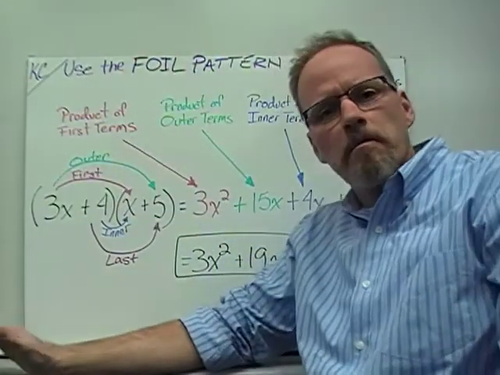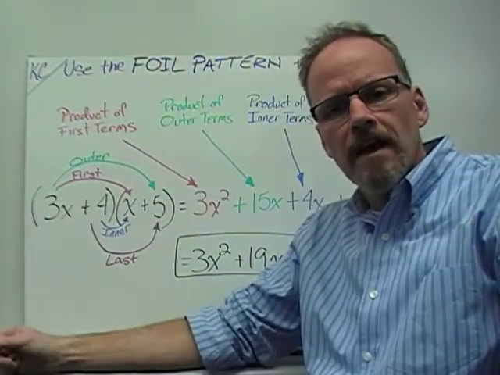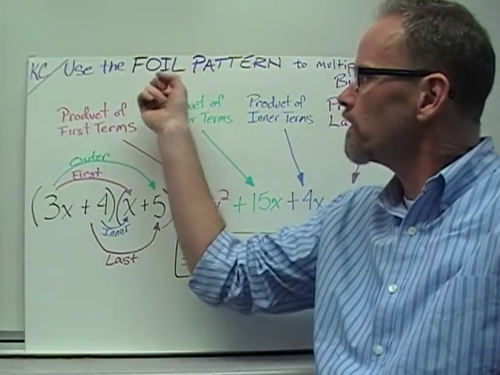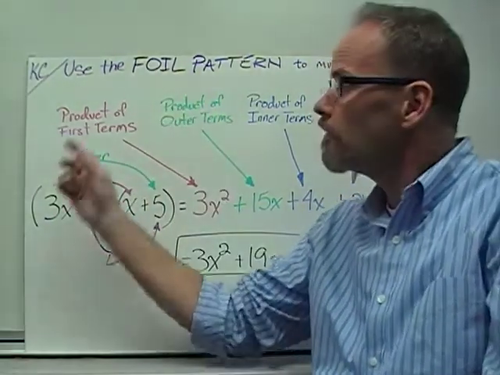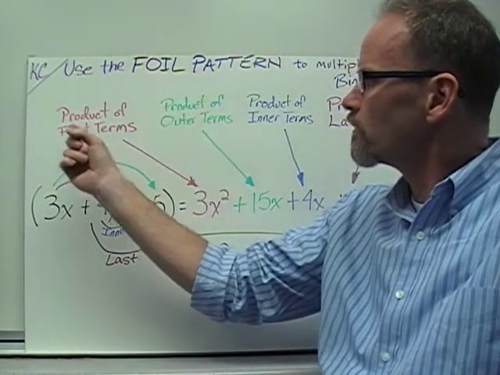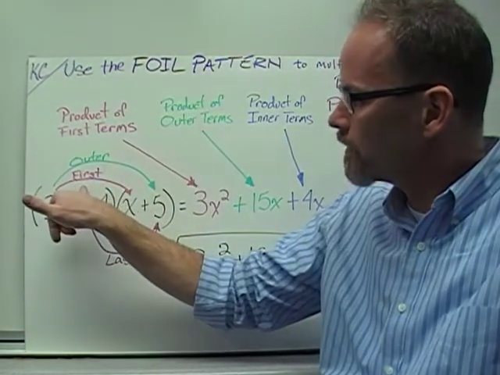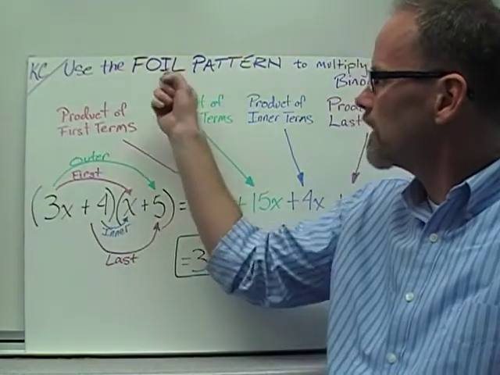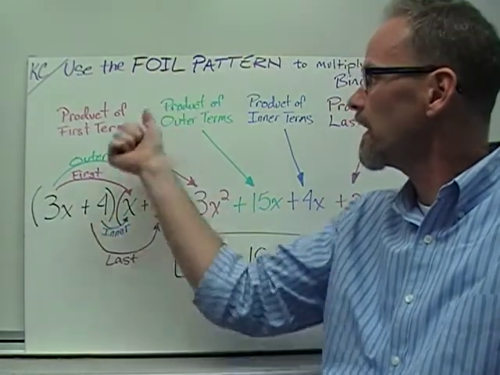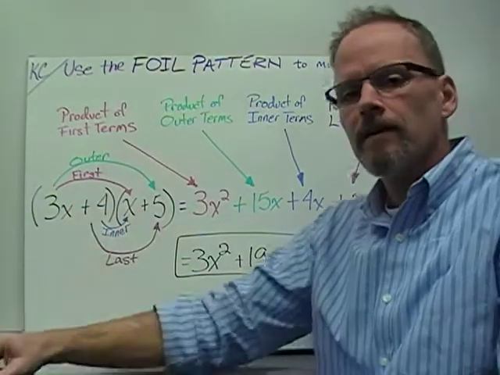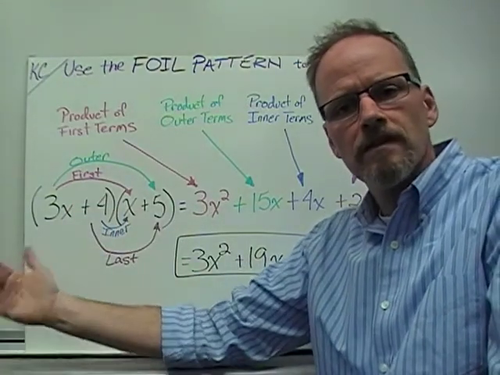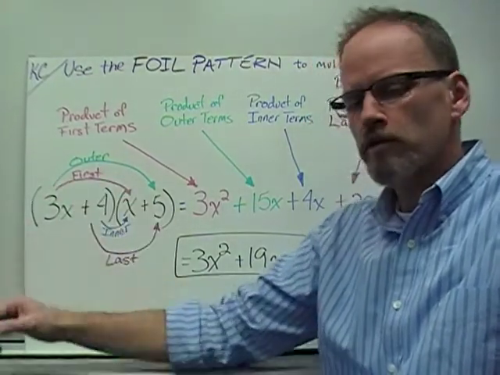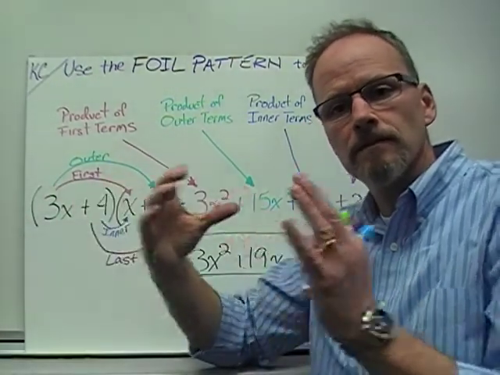You might have noticed a pattern as we were doing that. There's a pattern called the FOIL pattern. FOIL, which stands for first, outer, inner, and last. That's where FOIL comes from. First, outer, inner, last. It's a pattern to help us remember how to multiply binomials.